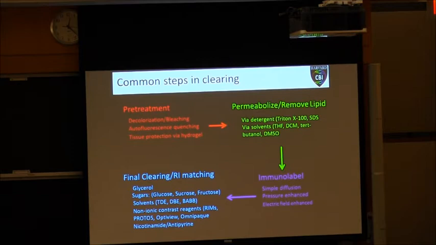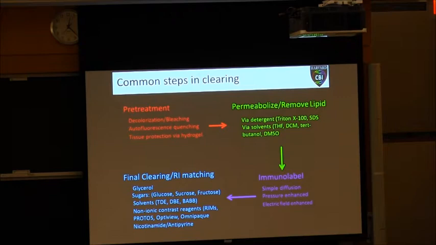There's a bunch of different ways to remove lipid. We can do our immunostaining. We're usually just doing it through simple diffusion. There's been a couple other techniques that have been proposed, but they haven't really caught on. And then what we do is we take that tissue and dump it in a final solution that's going to try and match the refractive index of everything that's left behind.